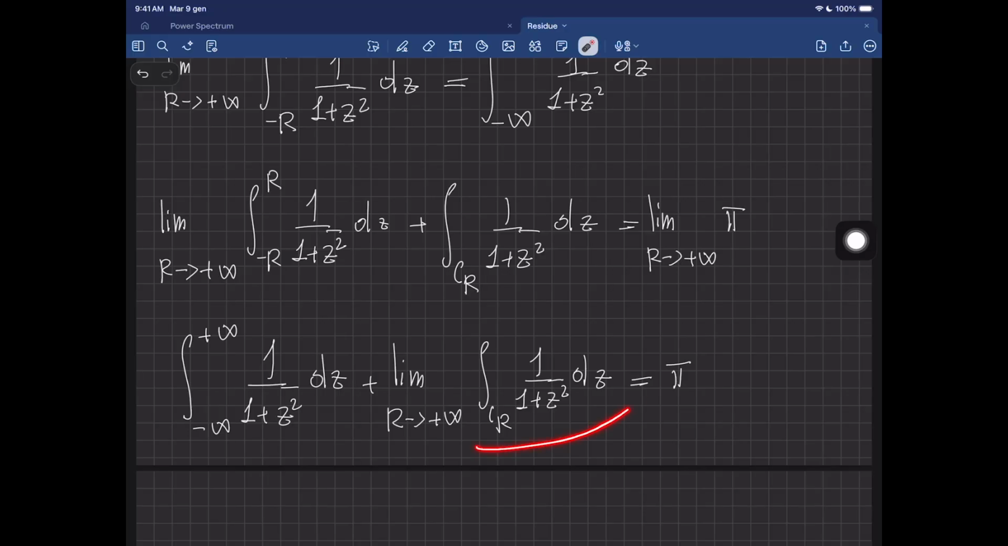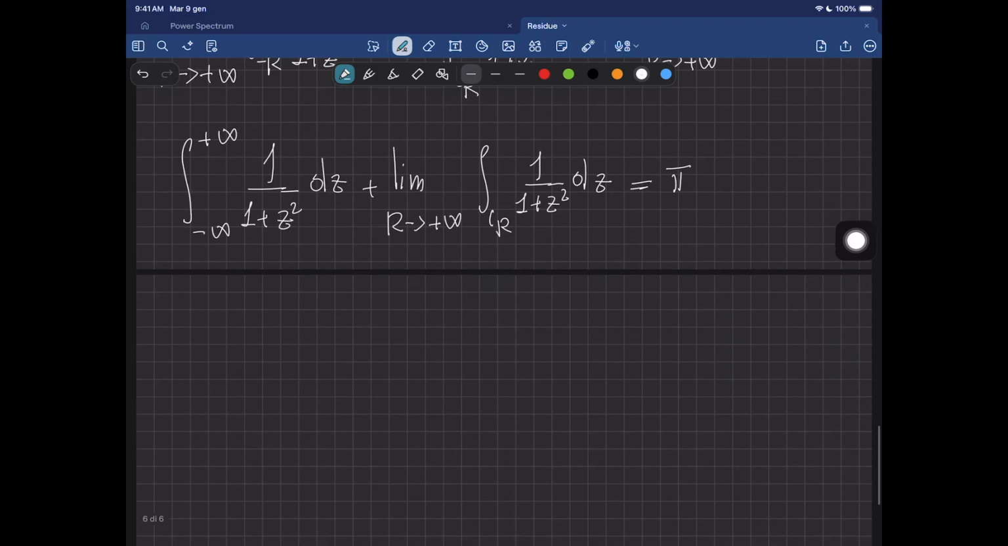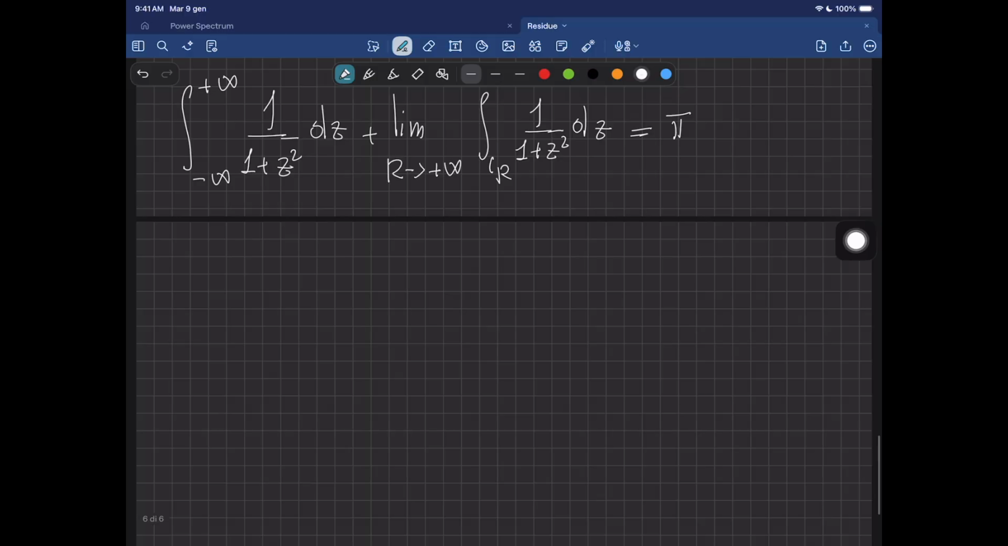Now, how do we compute the integral over C_R? Typically what's going to happen is that this integral we can estimate and it's going to go to 0. And how do we prove that? Well, first things first, let's compute the integral over C_R of 1 over 1 plus z squared dz.